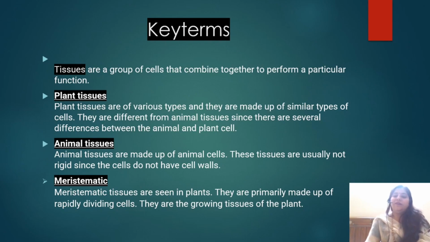Then the different types of tissues are plant tissue. Plant tissues are the tissues which are present in the plant, and animal tissues are the tissues which are present in the animals. Then we have meristematic tissue. Meristematic tissue is basically a plant tissue which has the capability of growing or dividing continuously. Throughout their life, this tissue divides and helps in the elongation of the plant. So these are also called the growing tissue of the plant.